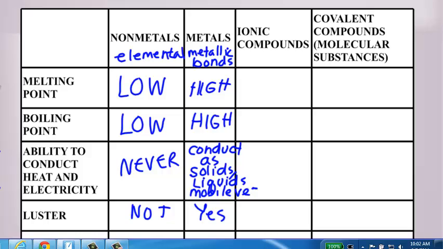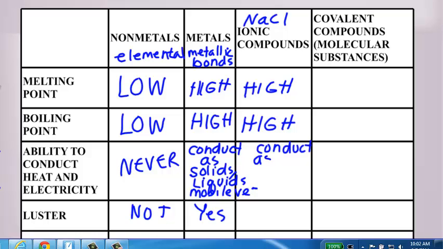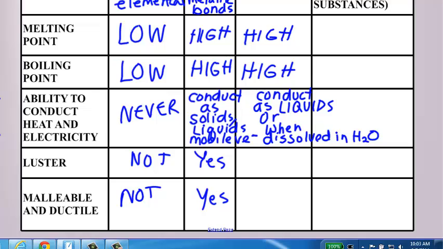Ionic compounds, like you saw in the demonstration, we could not melt the salt. That's your typical ionic compound. There's your NaCl. They have high melting points. They have high boiling points. They can conduct, but they can't conduct as solids. They conduct as liquids, which is hard to do, again, because they have such high melting points, or when dissolved in water, so that we can break apart that crystalline structure of ions. They are not shiny, and they are not malleable and ductile.